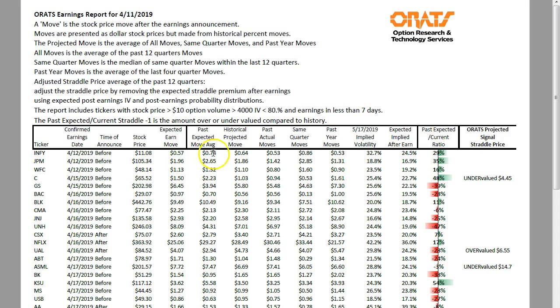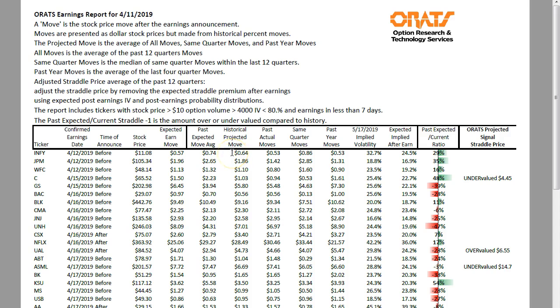And then what we do is we say, well, what are the past expected earnings moves in the stock? So these are both comparable. This is the implied over the historic 12 quarters previously, so 3 years, and this is today's earnings.